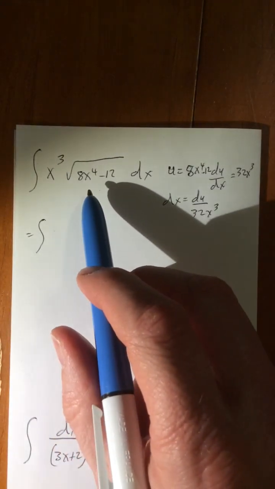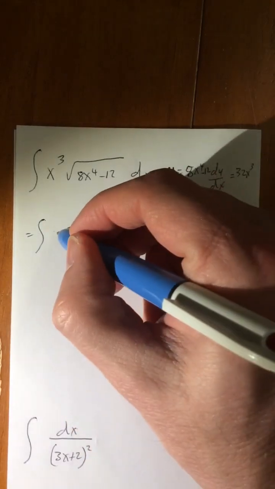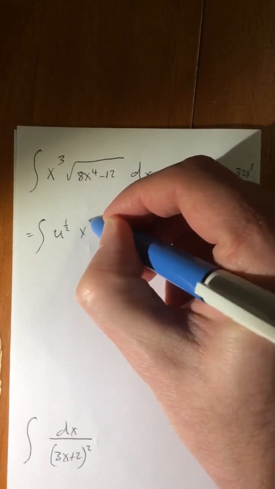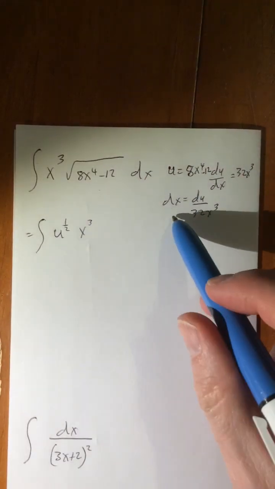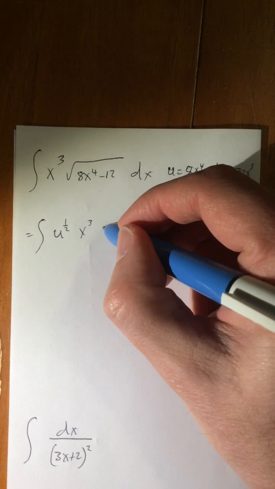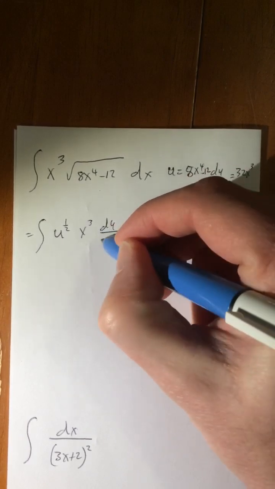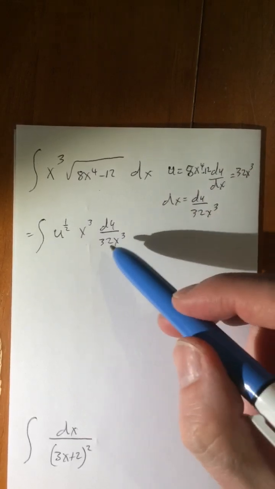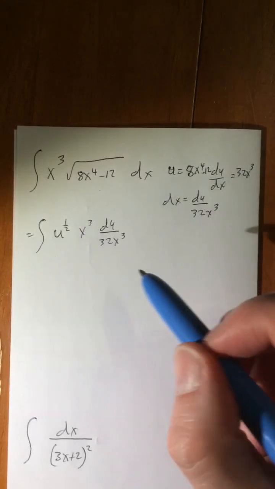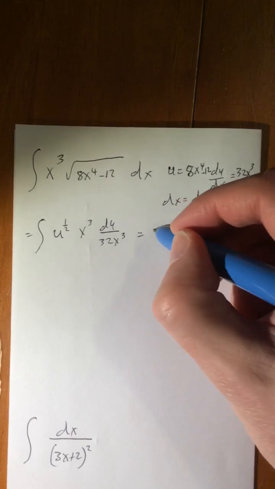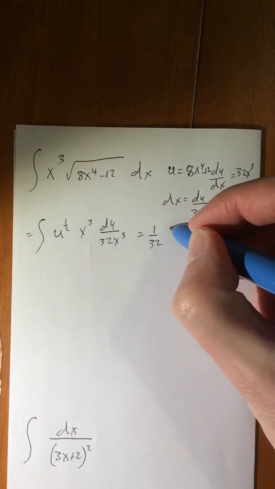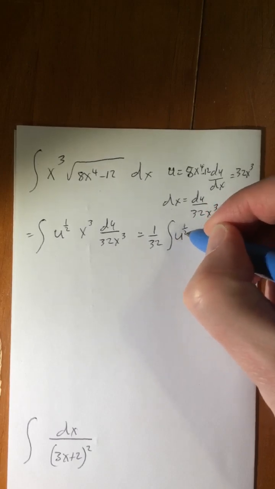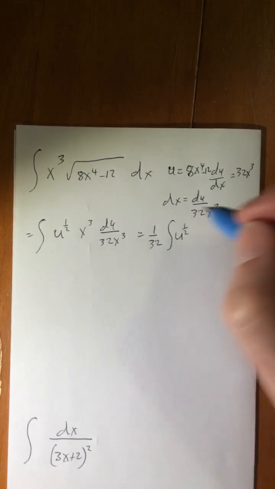So we're going to have u to the 1/2 times x cubed. And then dx is the same as du over 32x cubed. So the x cubes go away, and the 1 over 32 goes to the outside. So we got 1 over 32 integral of u to the 1/2 du.